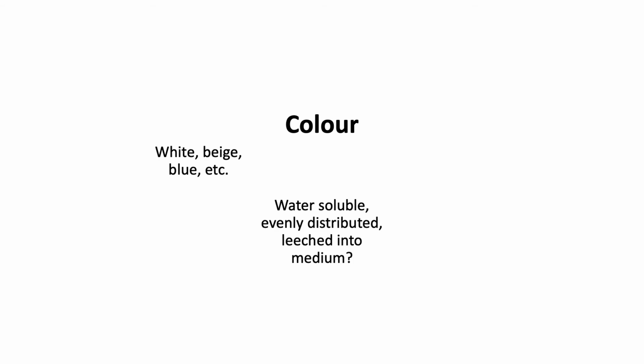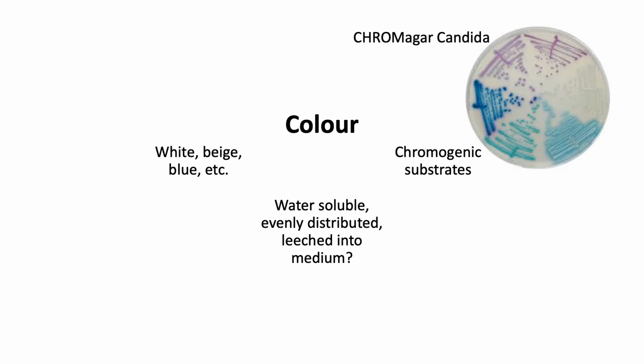Colony colour is also important. Common colours are white, cream, and beige, although colonies can also form in yellow, blue, and green. It's important to know if this colour is contained within the colony or is leached out into the surrounding medium. It can also be useful to know if this colour is water-soluble or not. Some chromogenic agars contain coloured substrates that can aid with species identification, such as Candida chromagar and MRSA chromagar.